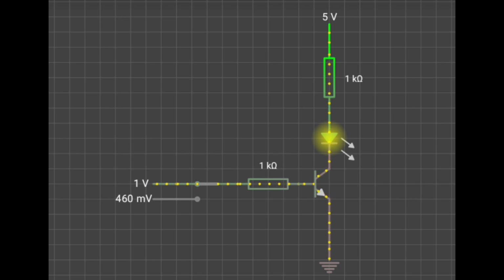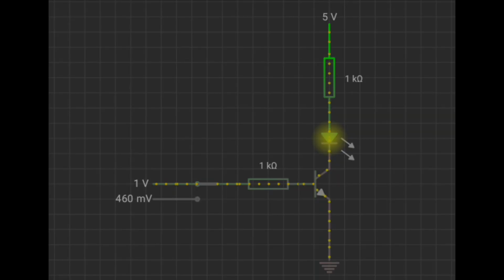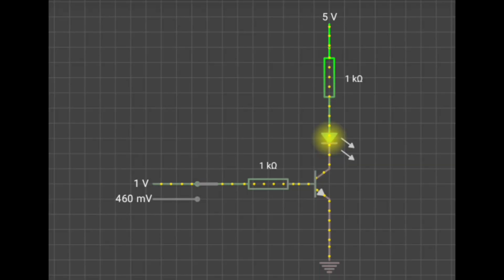How the transistor controls the LED. When the base is at 0 volts, no current flows into the base. The transistor stays off, and the LED remains off. But when we apply a small voltage, such as 1 volt, to the base, a small base current starts flowing. This turns the transistor on, allowing a much larger current to flow from VCC to LED to collector to emitter to ground. As a result, the LED lights up.